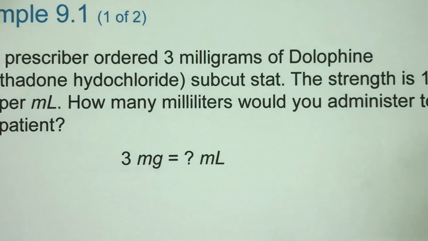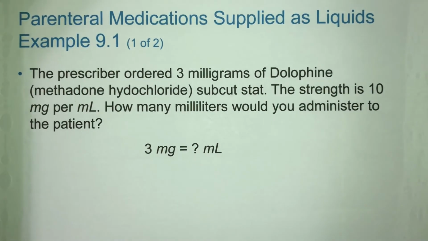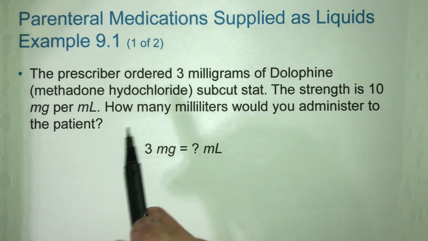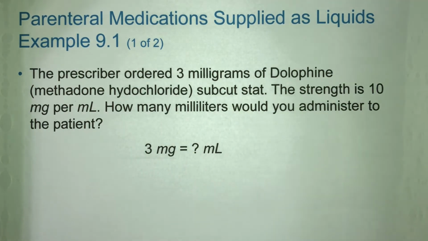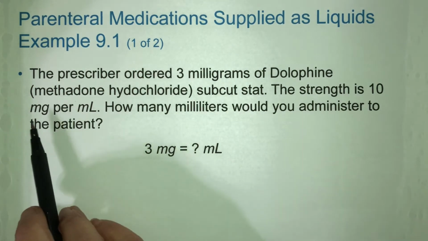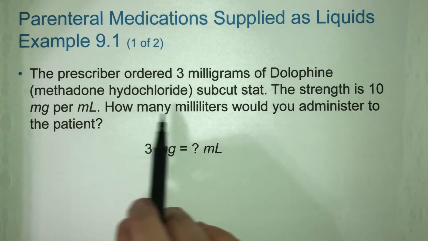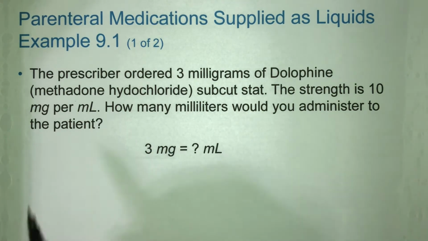Okay, so let's look at our first problem. Okay, and here we go. This is the first example from the PowerPoint. The prescriber ordered 3 milligrams of dopamine subcutaneously immediately. The strength is 10 milligrams per milliliter. How many milliliters would you administer to the patient?